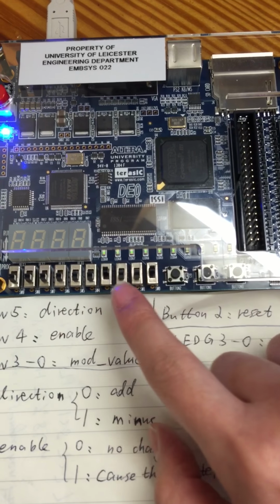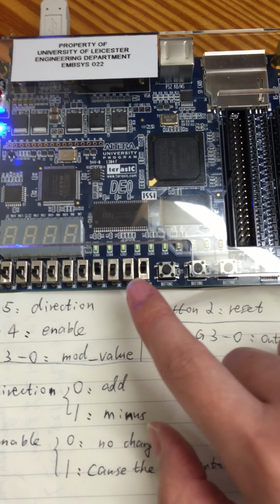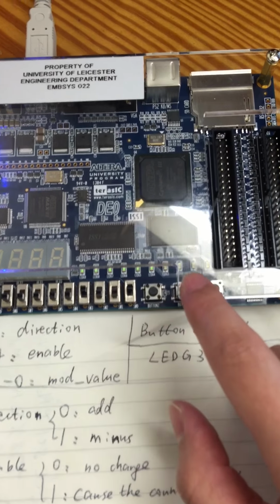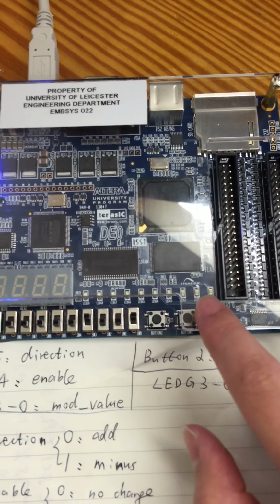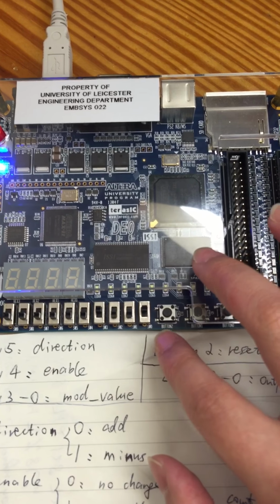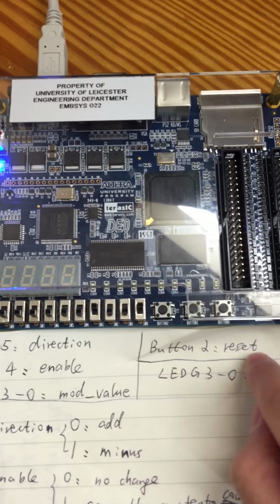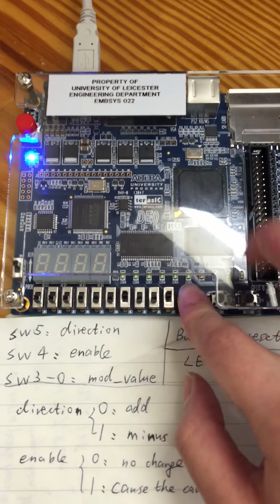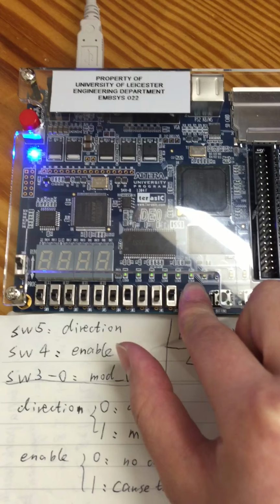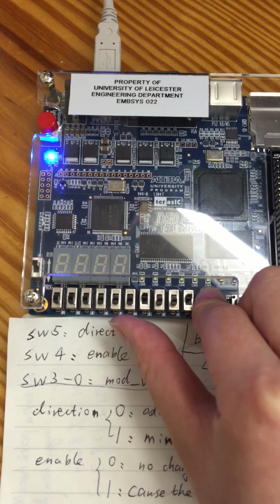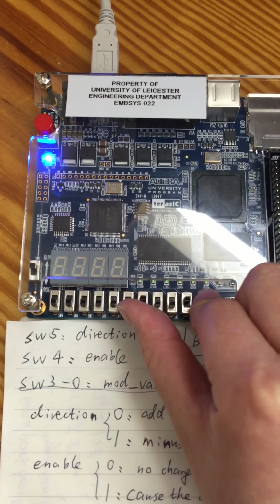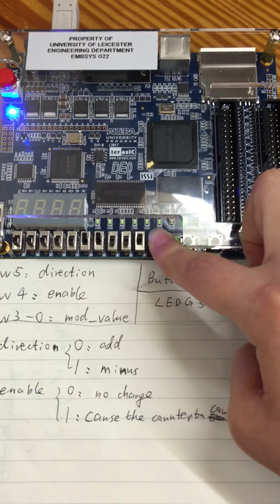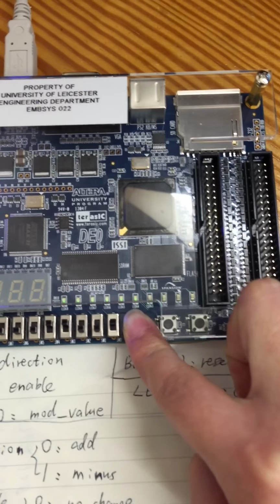So the mode value has been saved into the whole system and the output should be 0 because reset is working. And if we press button 2, the reset should turn to 0. Reset turns to 0, and if we make the enable work, so we make switch 4 to 1, it can cause the counter to start counting.